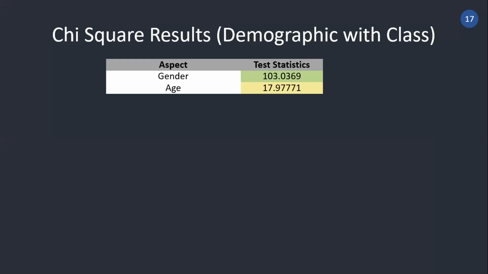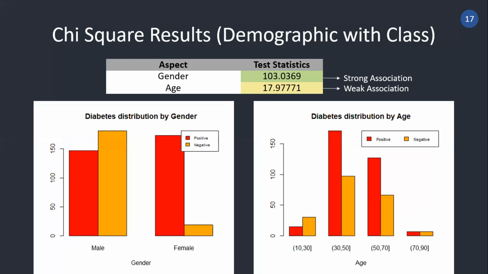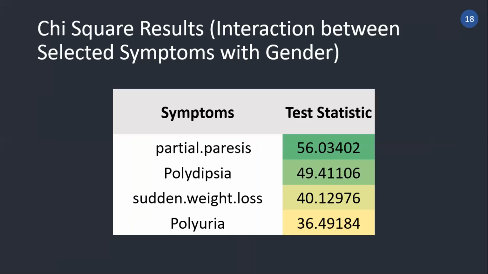Now we compare the association between the demographics and classes, and we found that gender has a strong association with the classes. Thus, we will focus the discussion on gender only. We then look at the interaction between the selected symptoms and gender, and we found that there is an association between them.